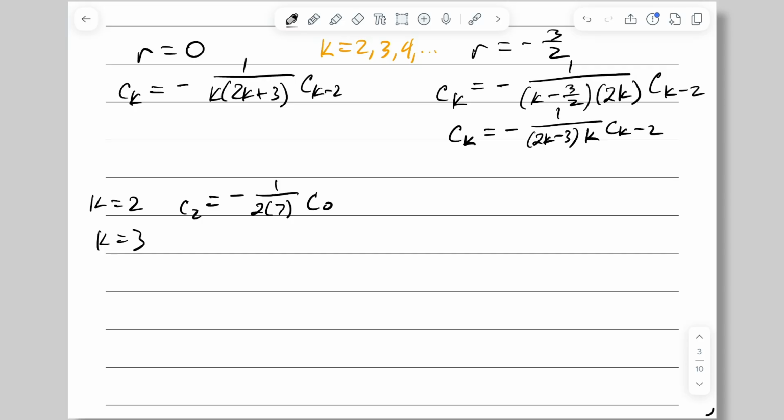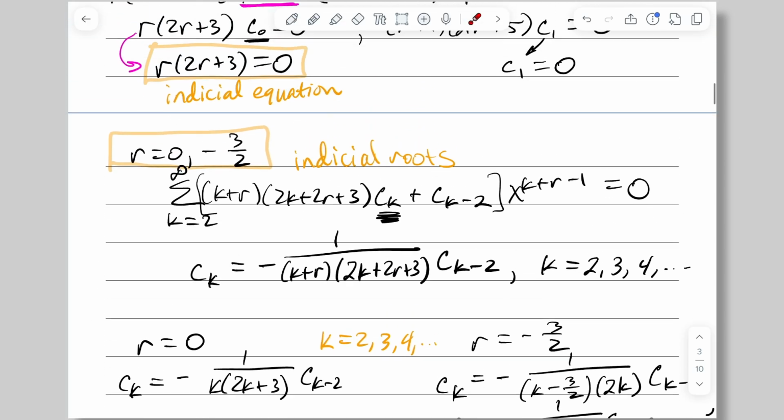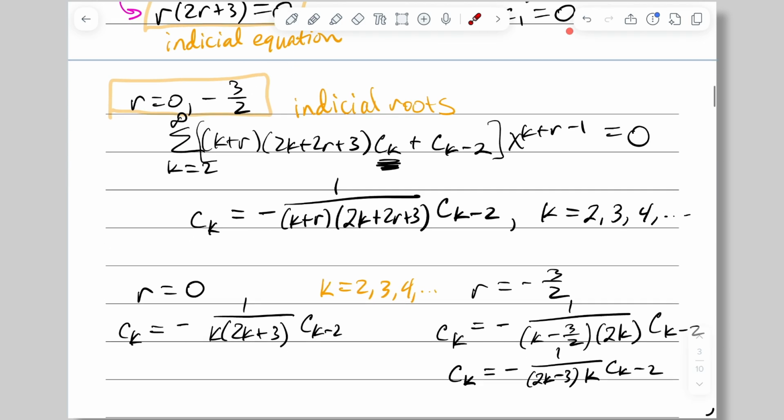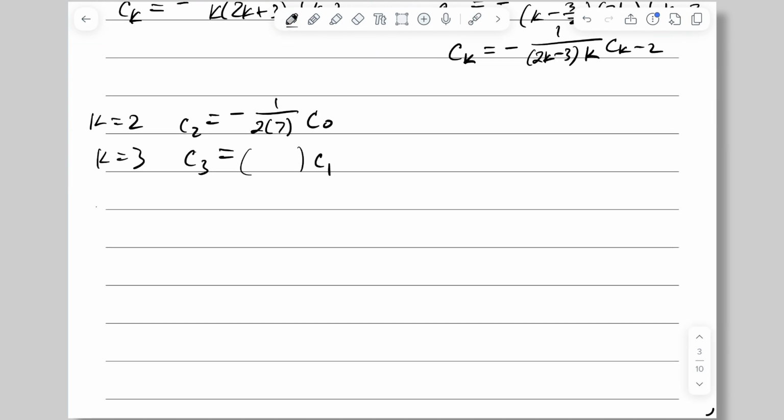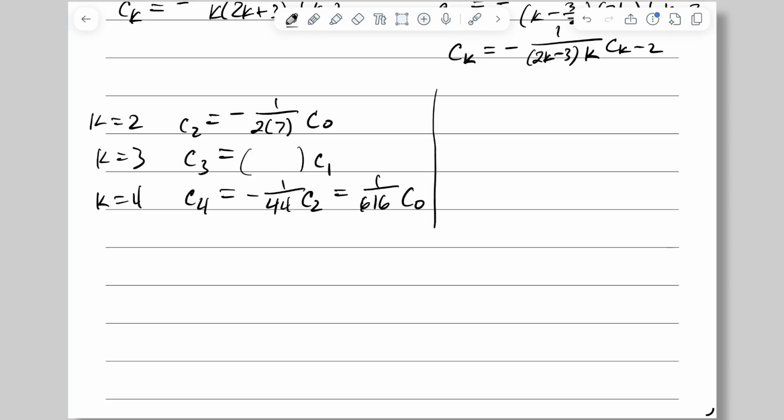For k equals 3, we have c sub 3 is equal to, I don't really care what it is because it's times c1, and somewhere along the line here we decided that c1 was 0, so we don't need to write that one down. K equals 4, we've got c sub 4 is equal to, after all is said and done, negative 1 over 44 c sub 2, which then becomes 1 over 616 c sub 0, and I'm going to call that good enough for that set of constants.